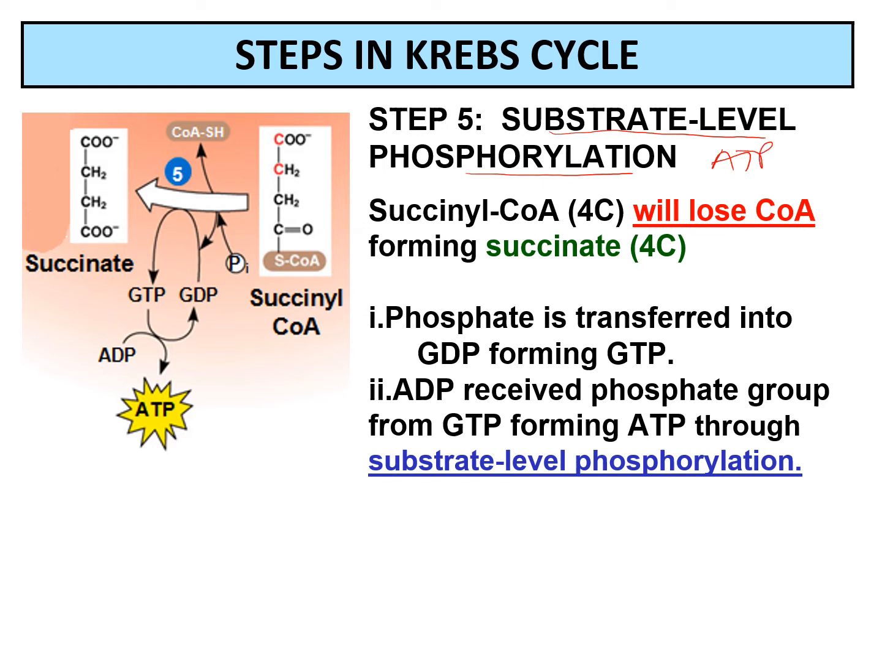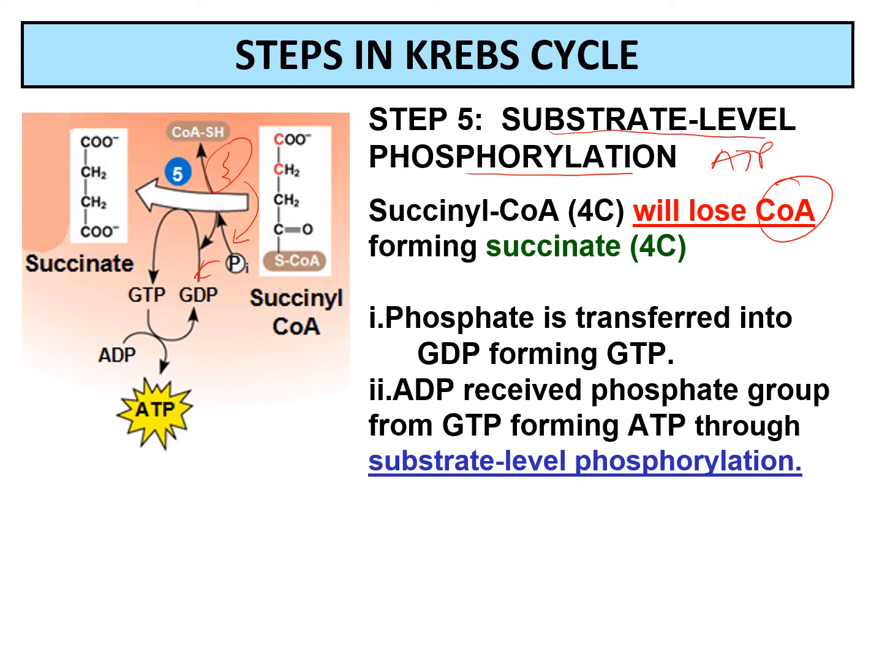Succinyl-CoA will lose the coenzyme A. So the release of coenzyme A will release energy. The bond breaking releases energy. So the energy will be used to bind inorganic phosphate, that is in the matrix of mitochondria, to the GDP.